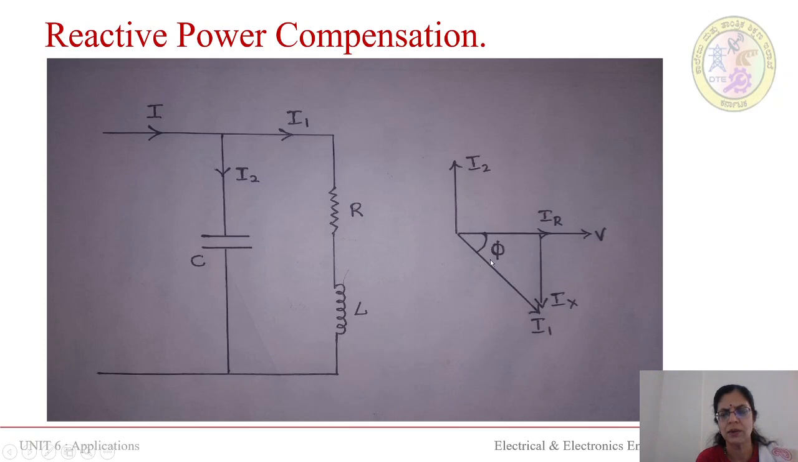This I1 is resolved into two components, active component and reactive component. Active component is IR, reactive component is IX. So this needs to be compensated. For that purpose, a capacitor is connected in parallel with the RL load. You know that current leads the voltage in a capacitor. So this is opposite to the reactive component, and it will nullify the effect of this. So by that it has been compensated.